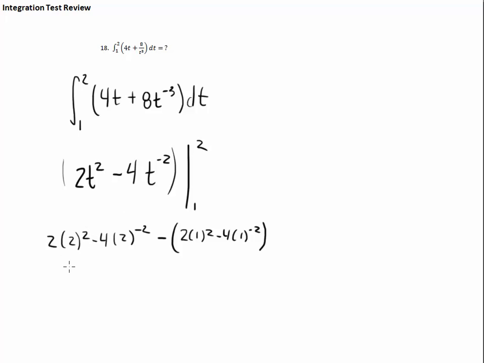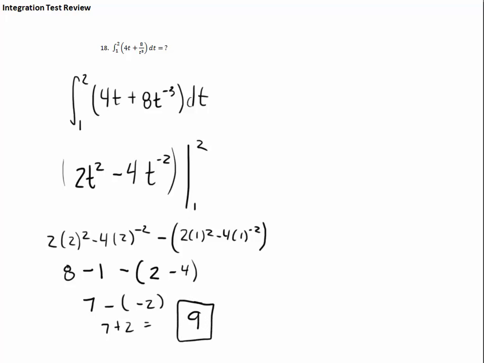Okay, 2 squared is 4, times 2 is 8. This is 2 to the -2 power. That's 1 over 2 squared, which is 1/4. Times 4 is -1. Minus, 1 squared is 1, times 2 is 2. This is 1 over 1 squared, which is just 1. So that's just -4. 8 minus 1 is 7. Minus 2 minus 4 is -2. So it's 7 plus 2 is 9. There's our answer.